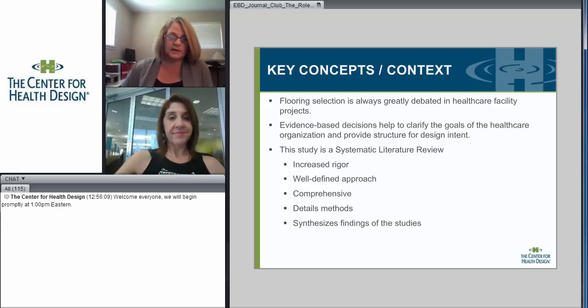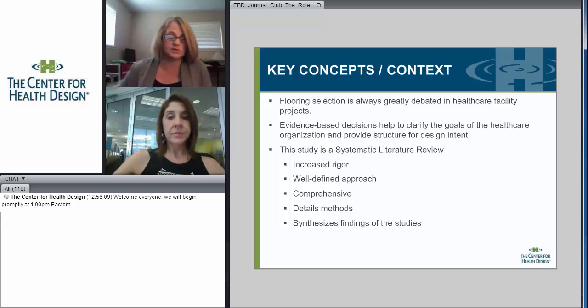The idea was to do a systematic literature review, mainly so that we could coalesce the research that's out there, whether it was literally looking at flooring or not, and look at those items in a structured process that increases the rigor. It has a well-defined approach. It's comprehensive. It details the methods and synthesizes the studies so that the findings can be used in such a complex decision.